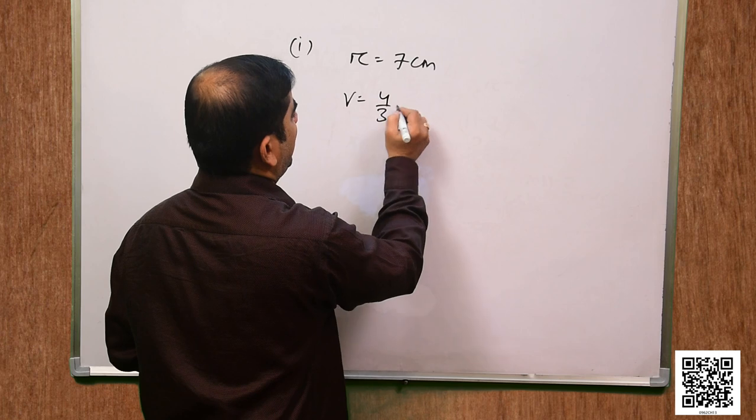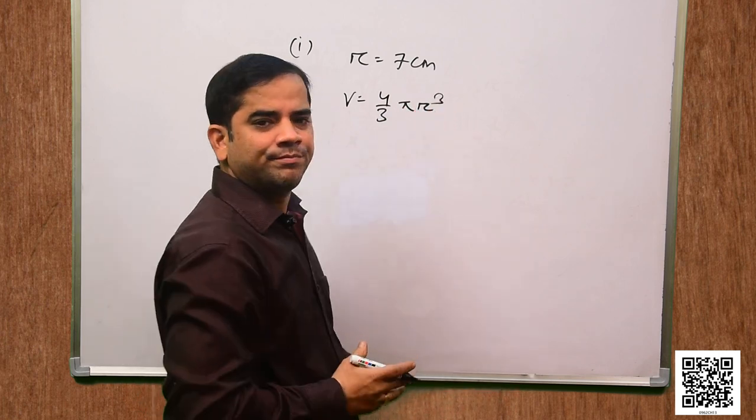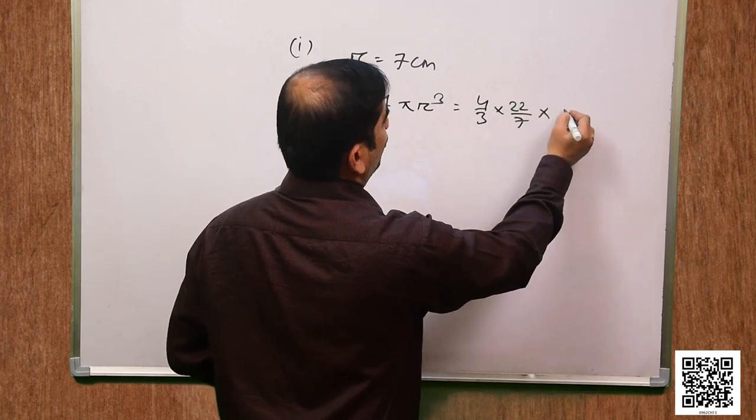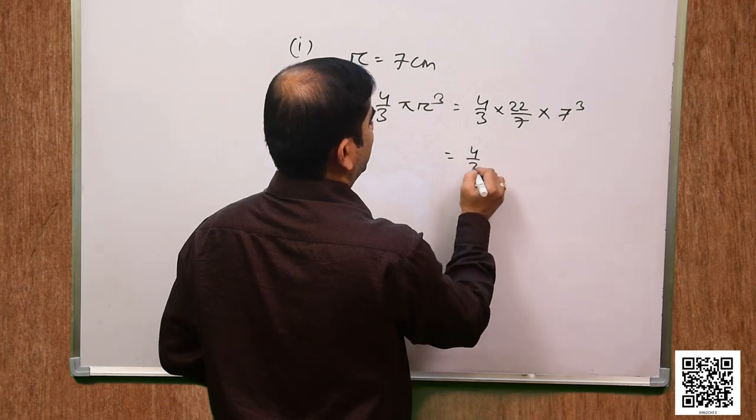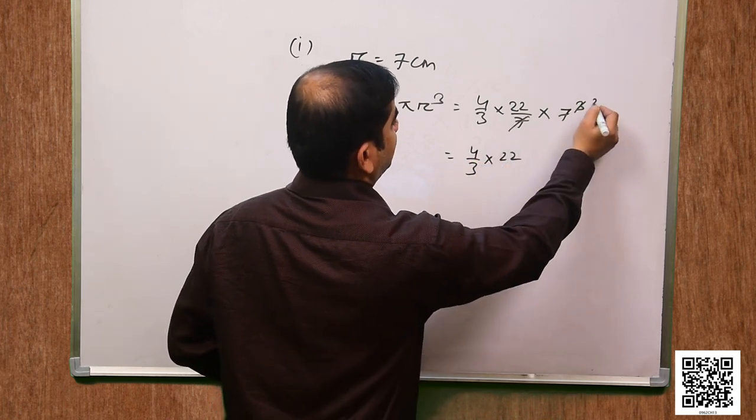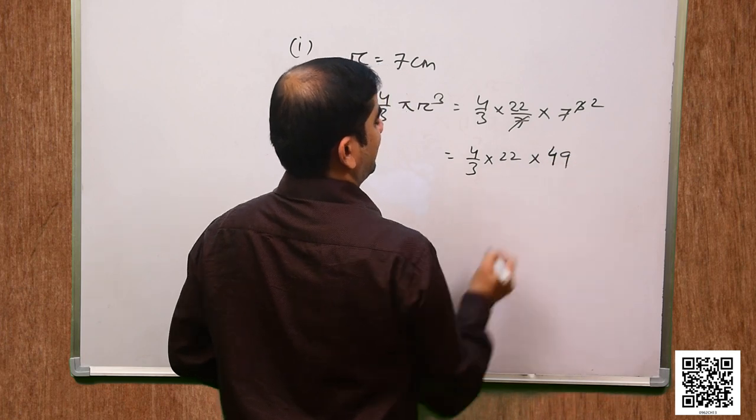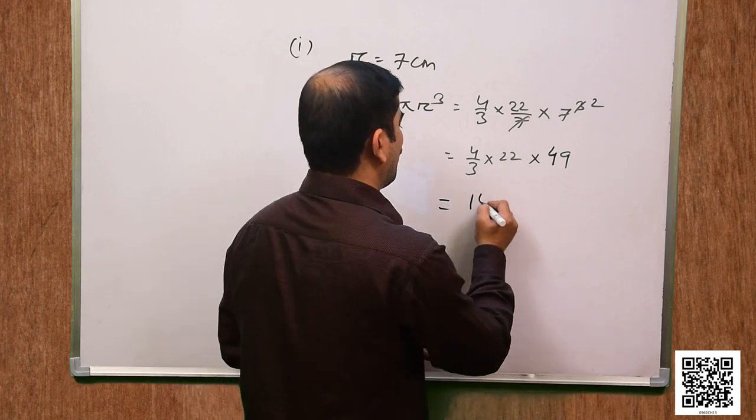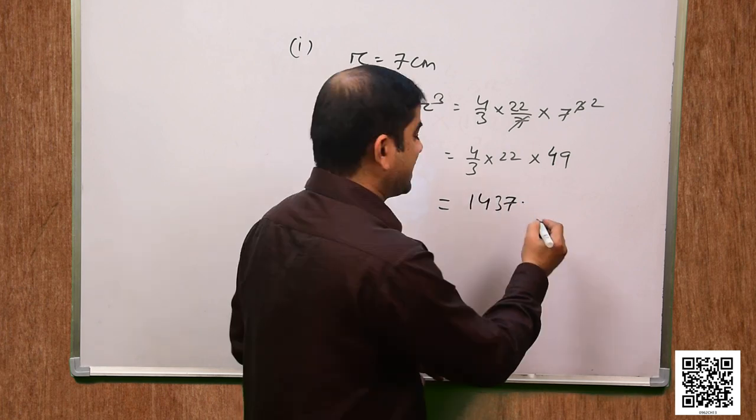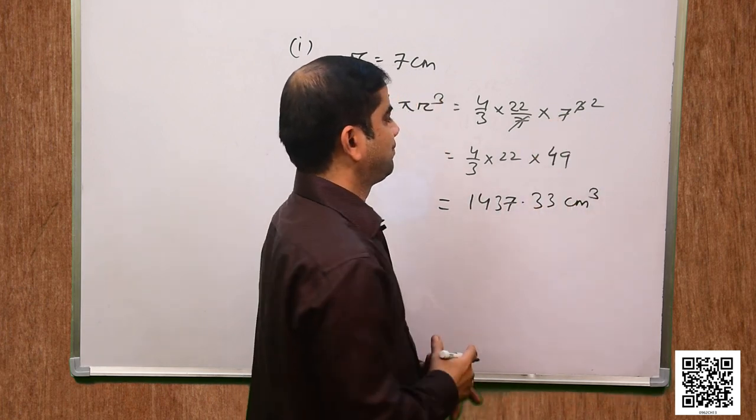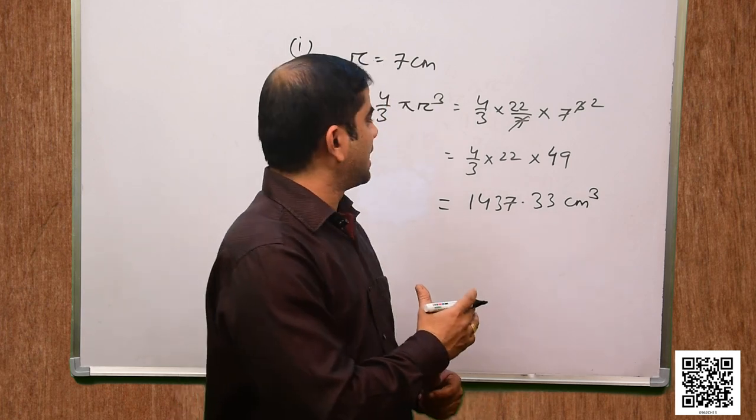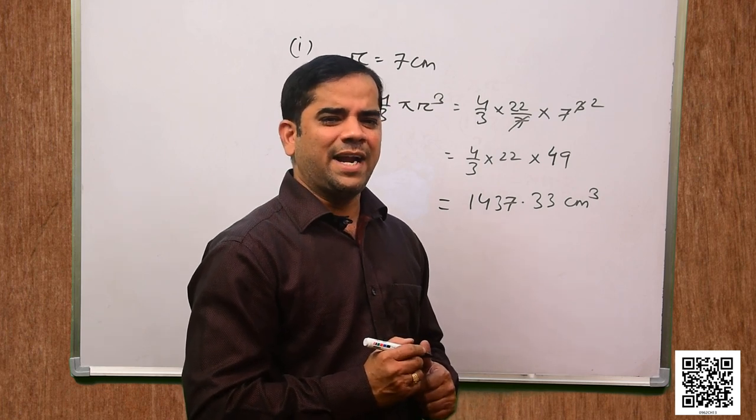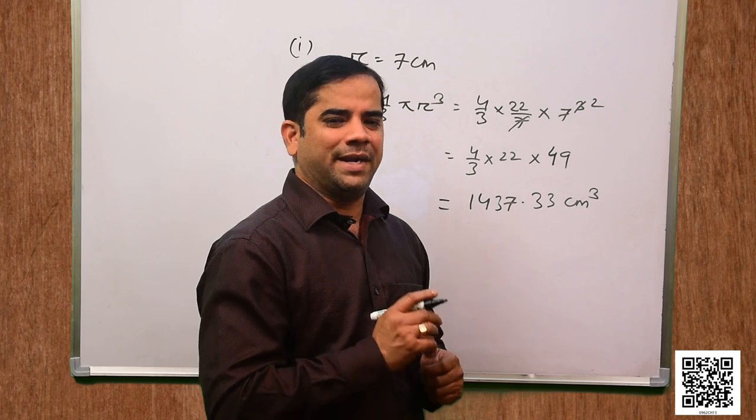Volume is equal to 4 by 3 pi r cube. Okay. So, that is equal to 4 by 3 into 22 by 7 into 7 cube. That is 4 by 3 into 22 into 49. Okay. So, it will give us a value that is equal to 1437.33 centimeter cube. Okay. So, this is the volume of the sphere having radius 7 centimeter. Hope you understand.